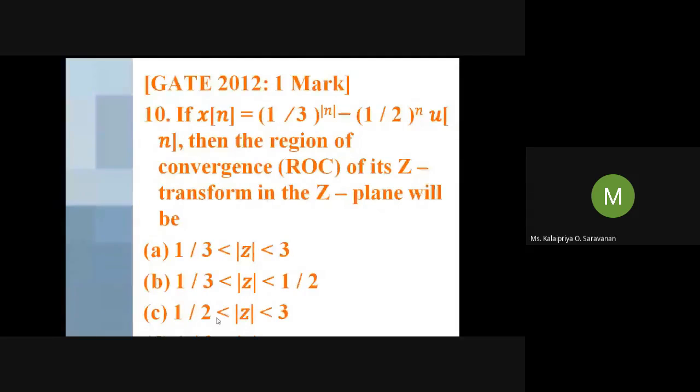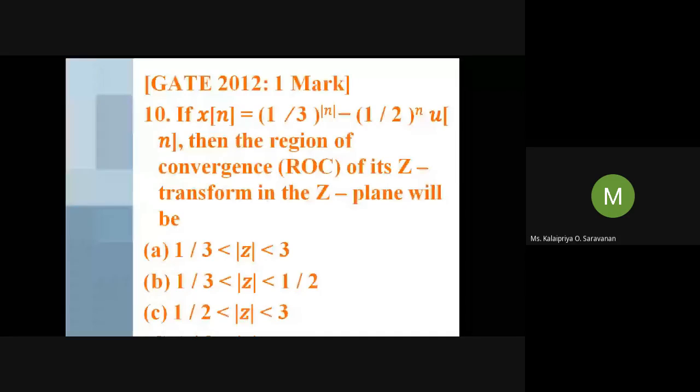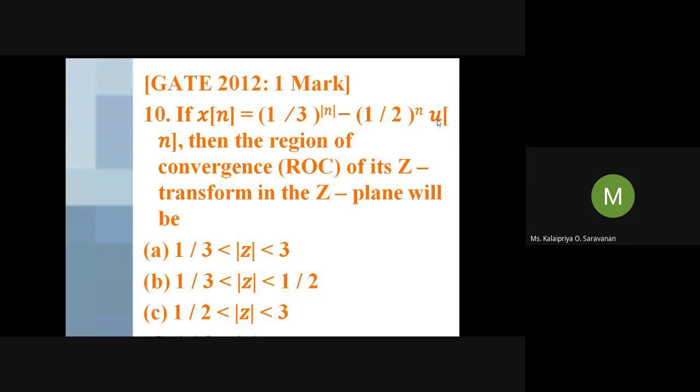See, I'll give you a clue how you will have to solve this question. You have (1/3) power modulus n minus (1/2) power n u(n). So (1/2) power n u(n). u(n) means it is a right-sided signal. Right-sided signal means how should you write the ROC, greater than or lesser than? ROC should be modulus of z greater than a. What is a? 1/2. So definitely the ROC for this one is modulus of z greater than 1/2.